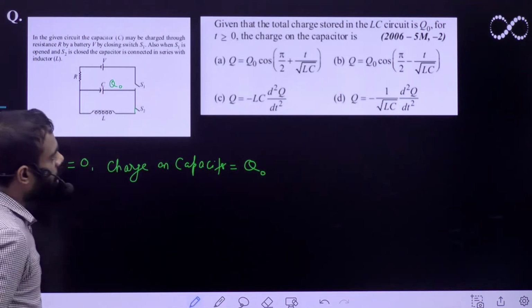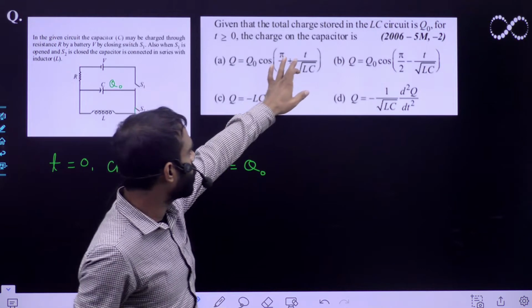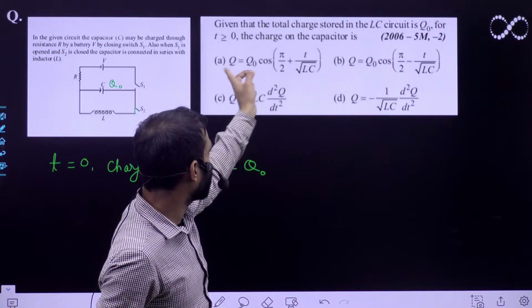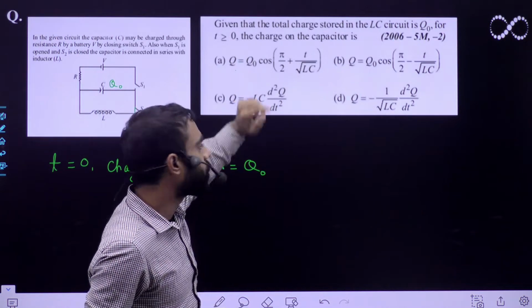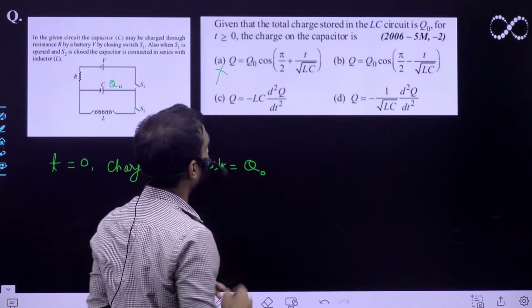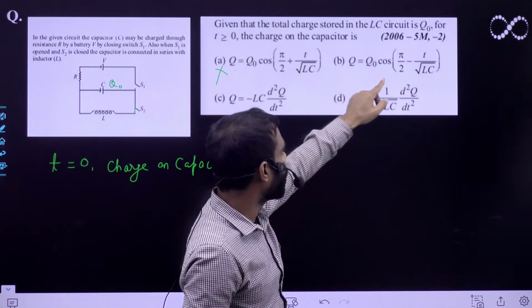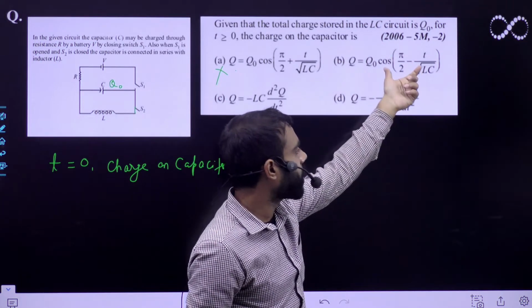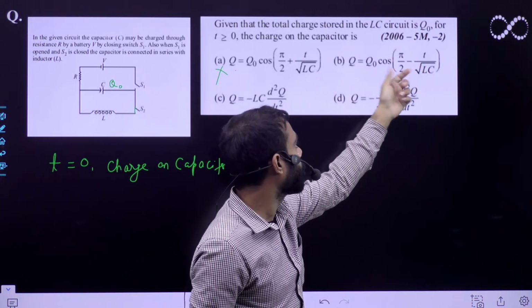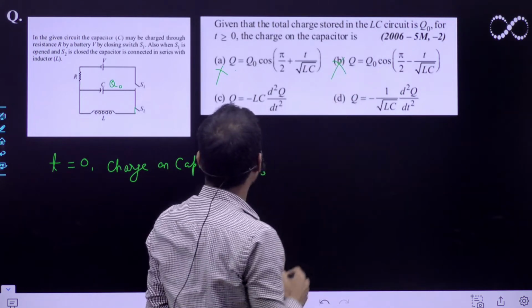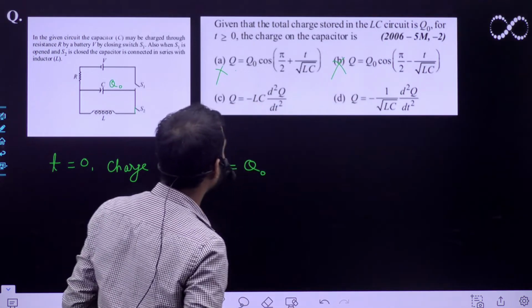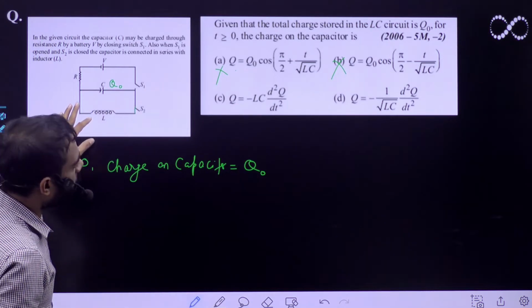So if I talk about option A here, you put the value of 0 here. So this will become cos pi by 2, so this will become 0. So at t equal to 0, the charge is coming 0. So option A is wrong according to this. If I talk about option B also, we put t equal to 0 here. Once again this will become cos pi by 2, so that is 0. So once again the charge will become 0. So this is also wrong. Now the options C and D are there, so you can prove for option C and D.